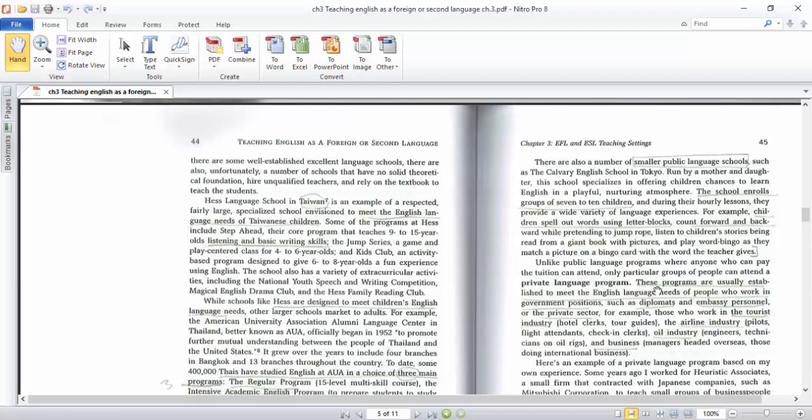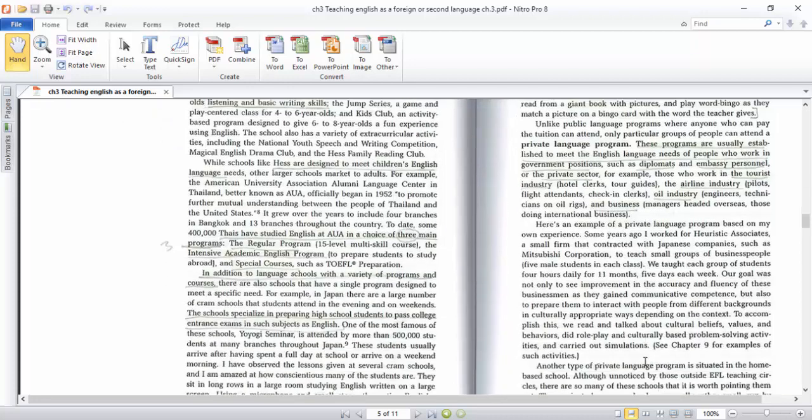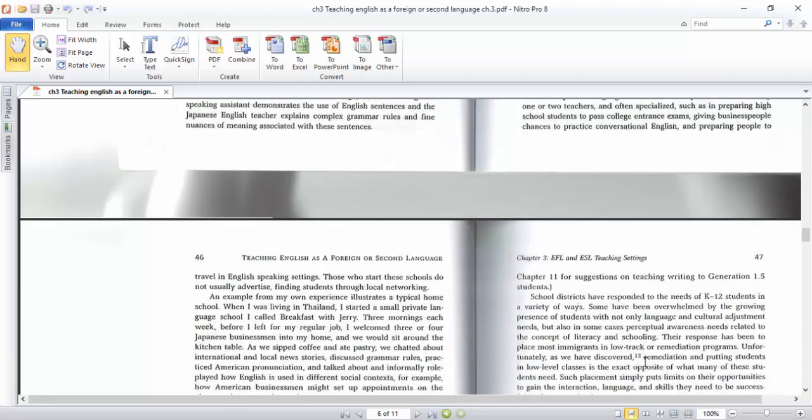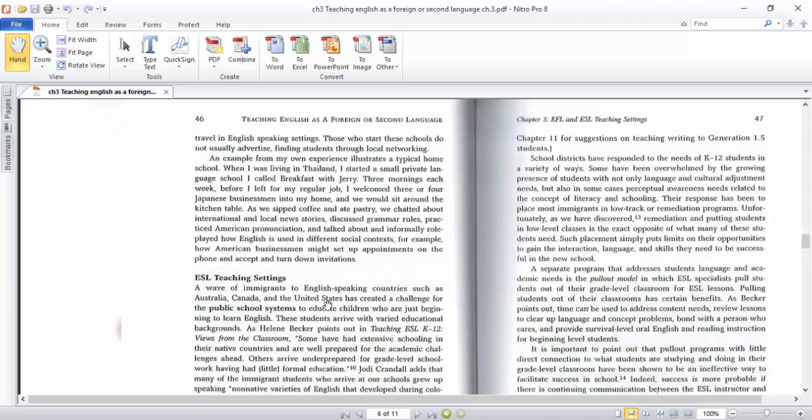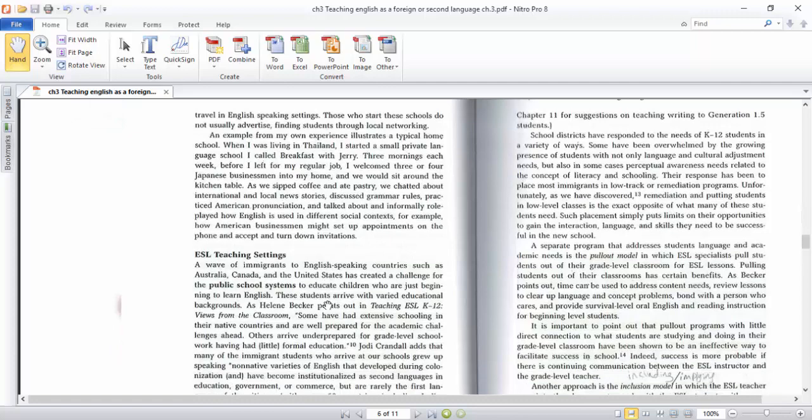These programs are usually established to meet the English language needs of people who work in government positions such as diplomats and embassy personnel. And we also have the airline industry, oil industry, and business. Okay, here we have other examples on other pages. So we have the next topic about ESL teaching settings.